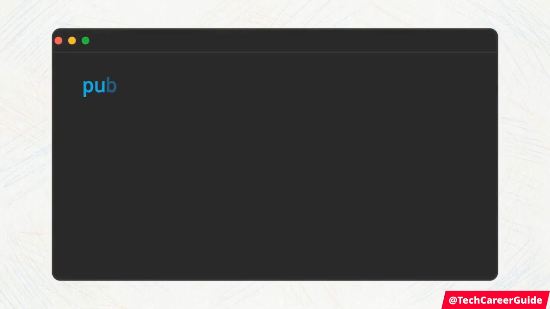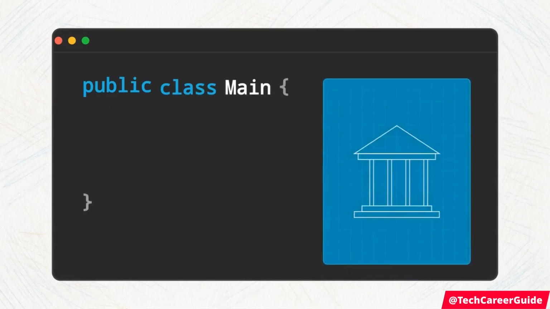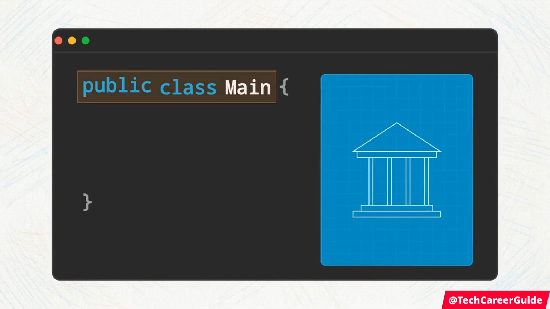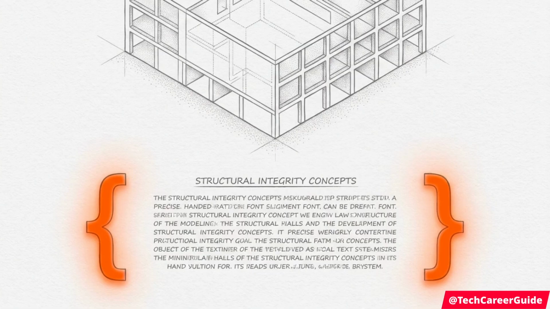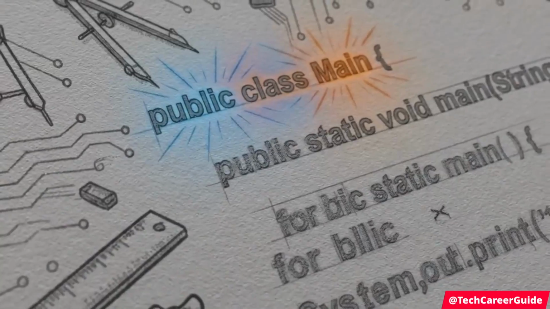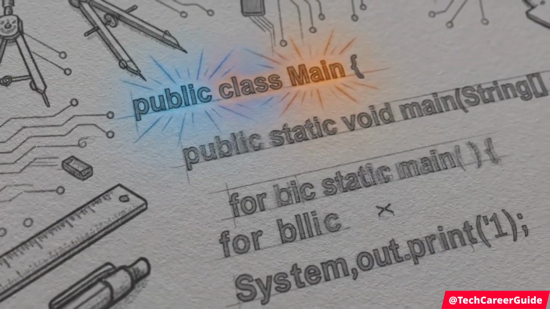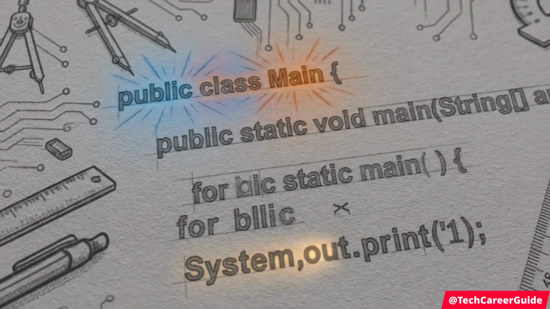We start with the absolute outer shell of the program, which we call the class declaration. The class acts as the master blueprint. It tells the computer exactly what this specific file is designed to be. Every single piece of data and every instruction you write must live safely inside this outer container. Without a class declaration, the Java program has no foundation. It's the ground upon which we build everything else.